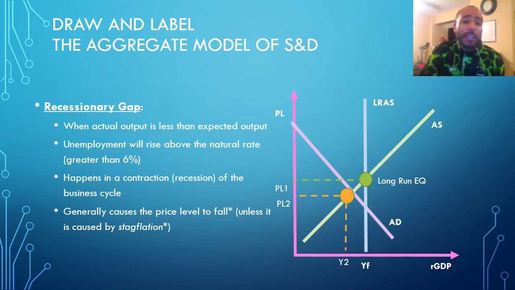And if we were imagining this on our production possibilities curve, this would be like one of those points to the inside of the curve, which would be considered inefficient. So generally, the price level is always going to fall in this situation. The only time we wouldn't see the price level fall is if we have stagflation. Stay tuned. We're going to talk about that in just a minute.